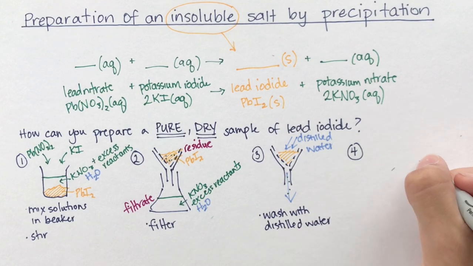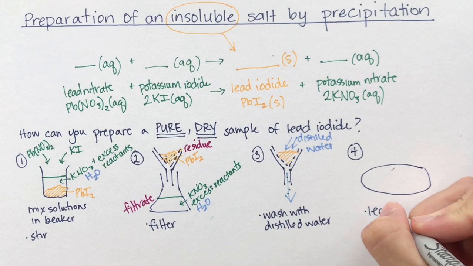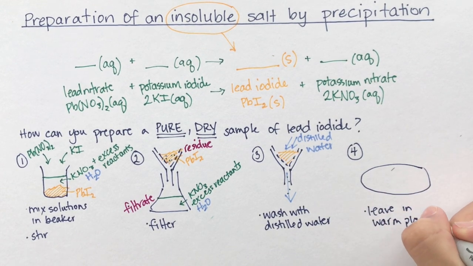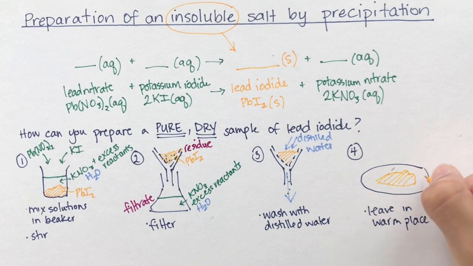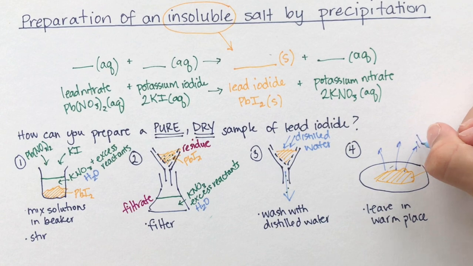And finally we dry. The drying step's really simple. You just leave it in a warm place. Okay, if we were in the lab, I would just tell you to put it on the lab bench. We'd put it by a window so the sun would come in, and you'd end up with your lovely pile of pure, dry PbI2 once all those water molecules evaporate.